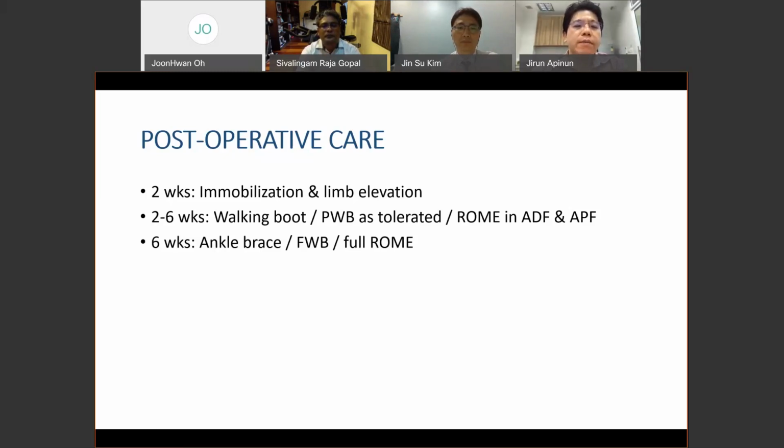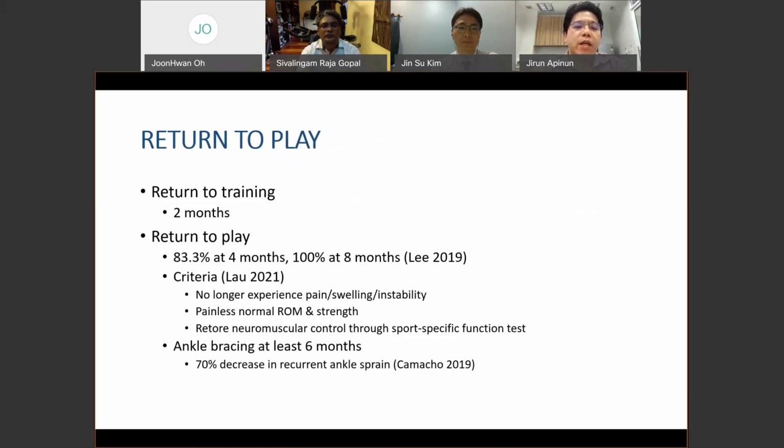Next slide, please. For return to play, the patient can return to training in 2 months. However, for the return to full play, it may take around 4 to 8 months. The criteria for return to play are no more pain, swelling, or instability. The ROM and strength should be painless and normal, and the neuromuscular control should be restored. The ankle bracing will be used for at least 6 months to decrease the chance of recurrent ankle sprain.